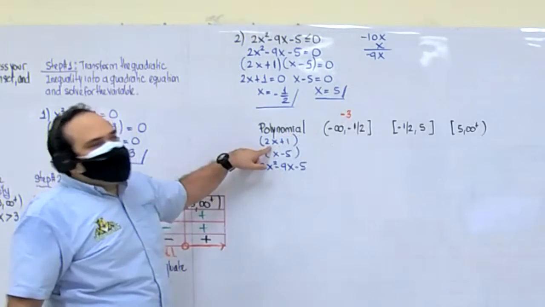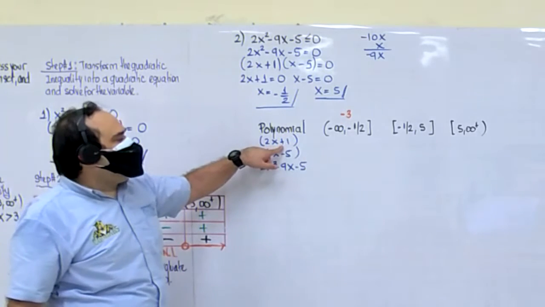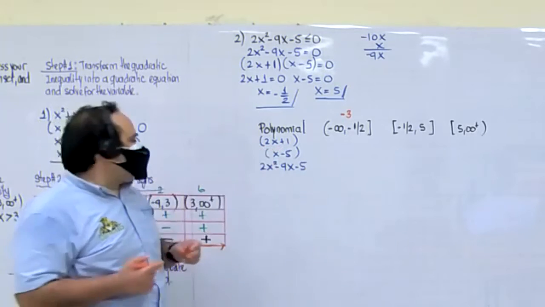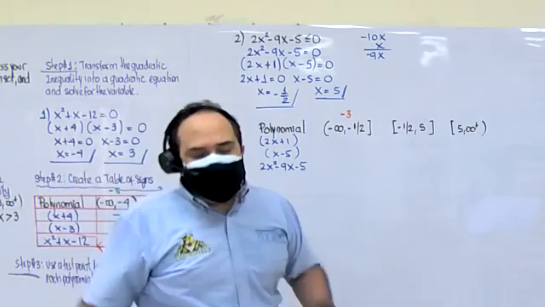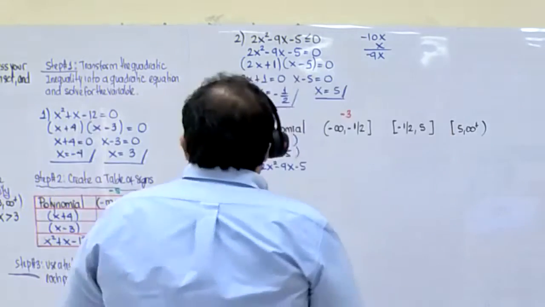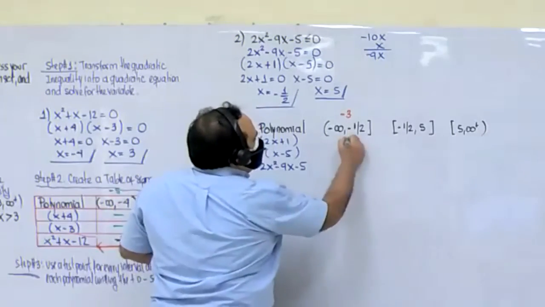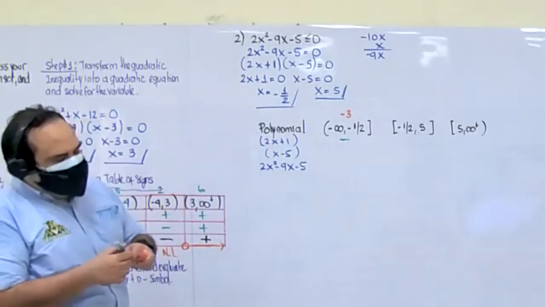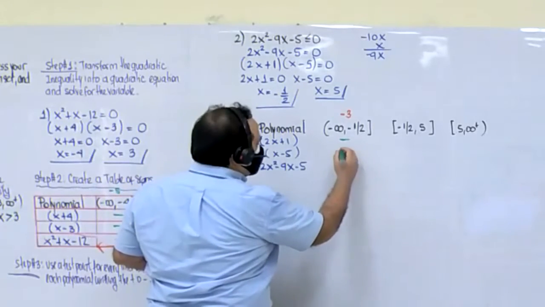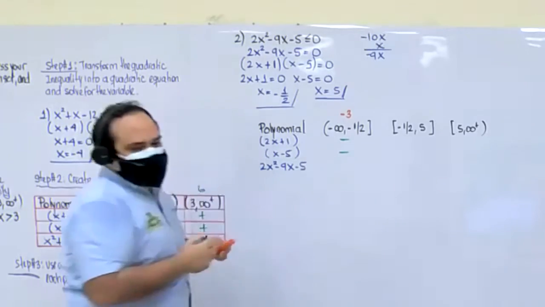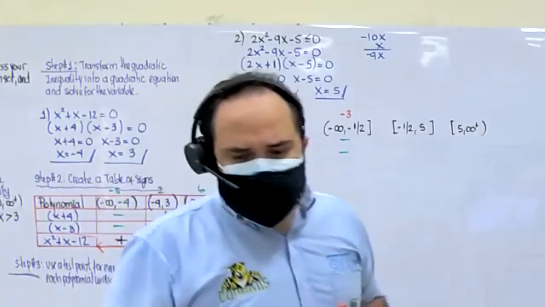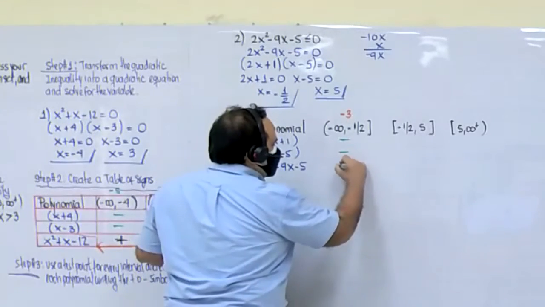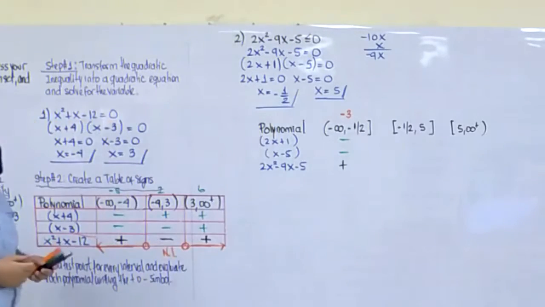Negative 3 times 2 is negative 6. Plus 1 gave us negative 5. I don't care about the number 5, but I care about the sign. And because the sign was negative, that will be negative. Same happened with negative 3. Negative 3 minus 5 will be negative 8. The answer will be negative. And because negative times negative is positive. All right. Another one.